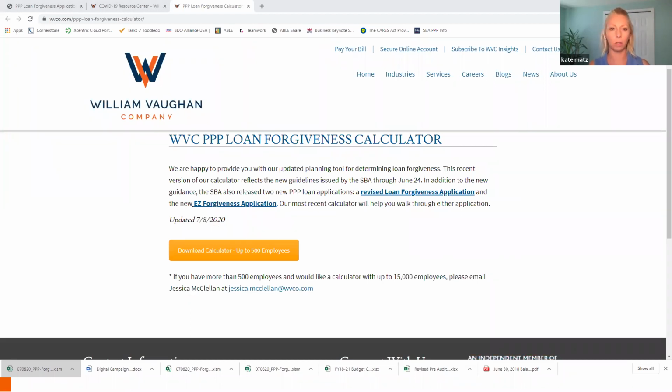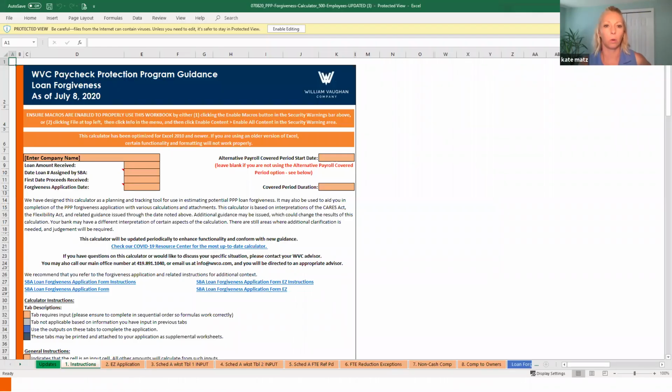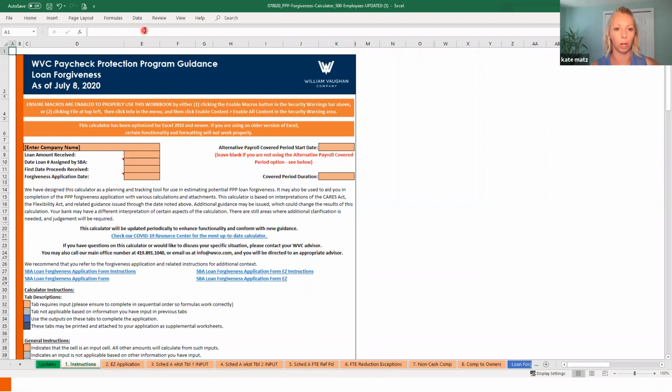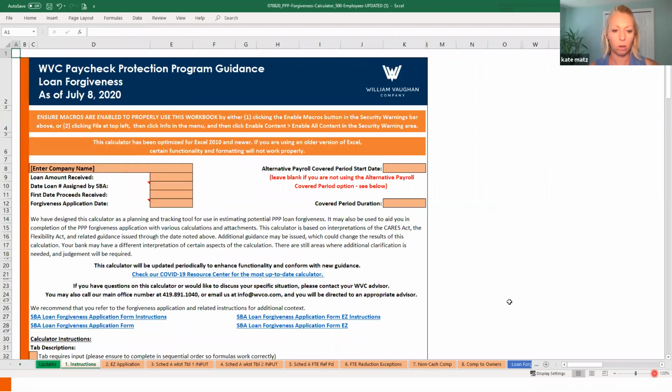All right, so once the calculator opens, you are going to be asked if you want to enable editing, which you will. And then it's also going to ask if you want to enable the macros, which again, you will want to do that. Otherwise, certain features might not work out so well for you. So, quick tour of this before we get into our company example.